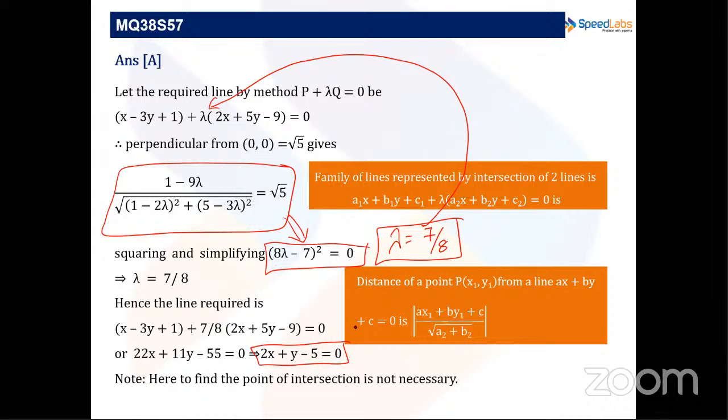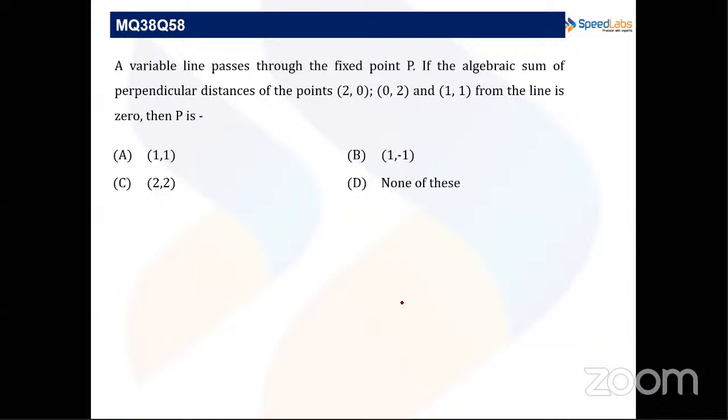Now let's move to the next question. Our next question states that we are having a variable line that passes through the fixed point P. If the algebraic sum of the perpendicular distance of the points 2, 0, 0, 2 and 1, 1 from the line is 0, then P is.